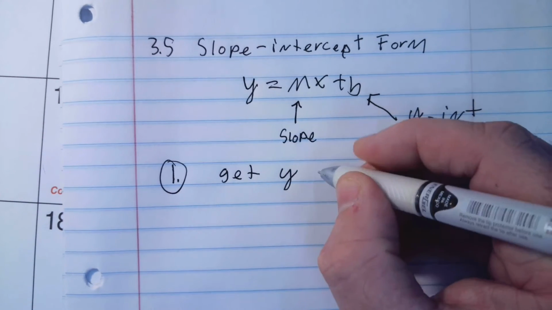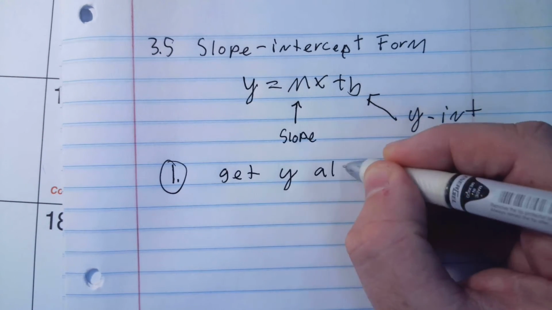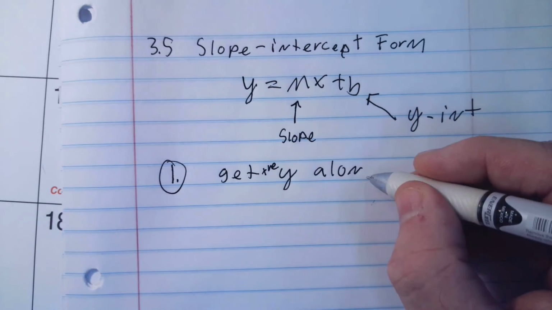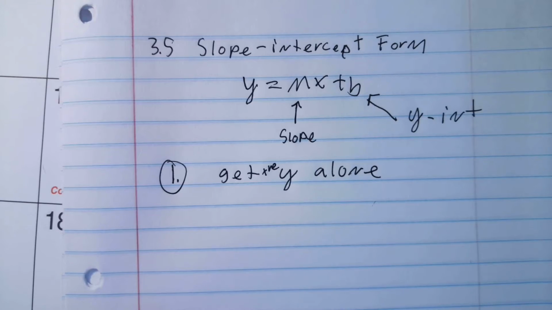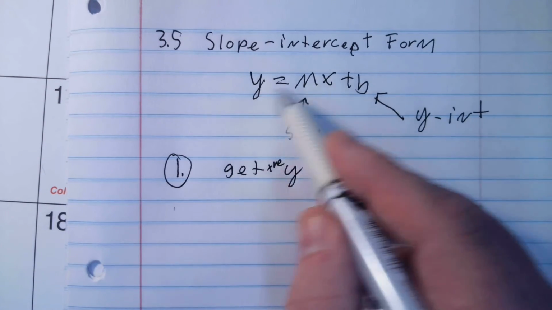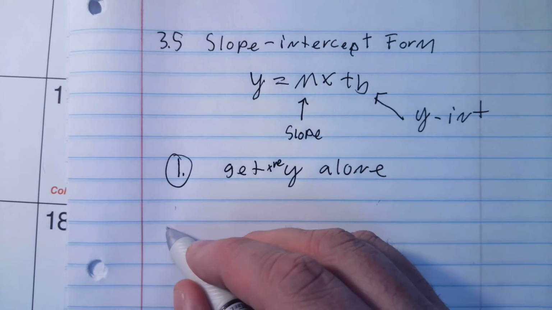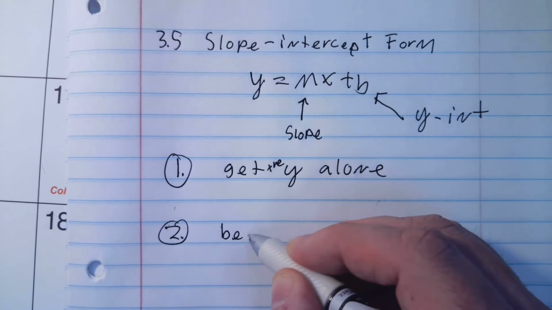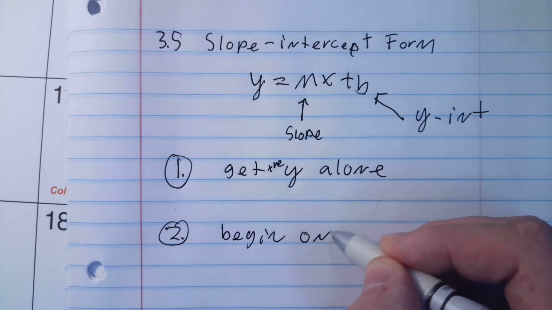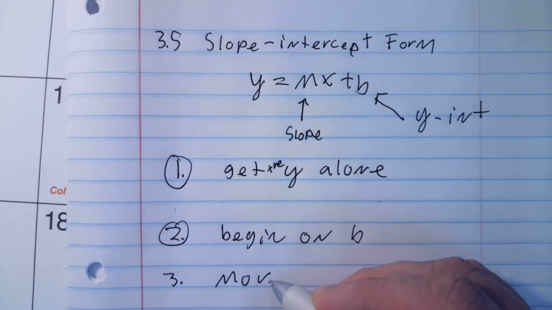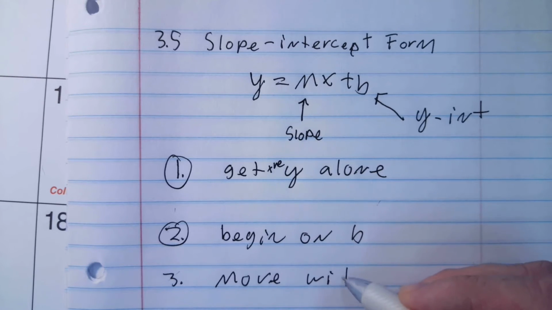we follow these orders. One, get the y alone. For today, it will already start that way. We've already solved for y, that's what that means. Two, we begin on b. And three, we move with m.